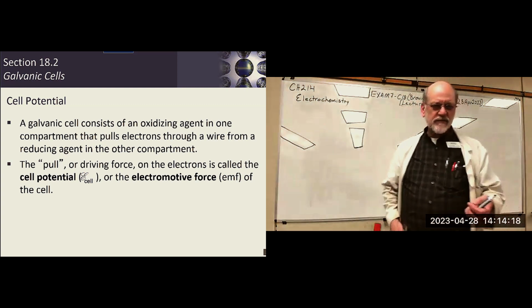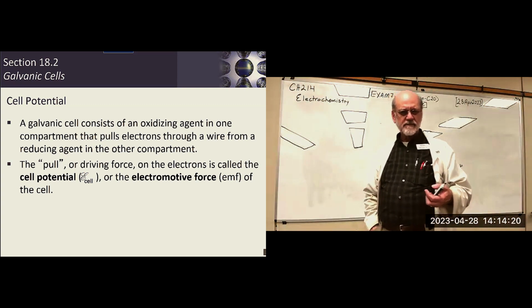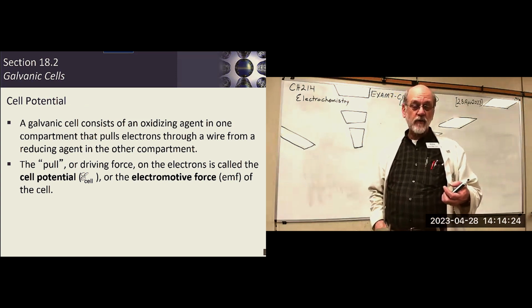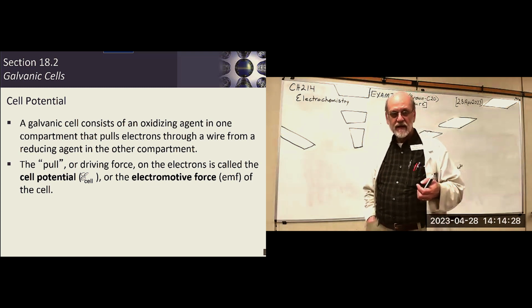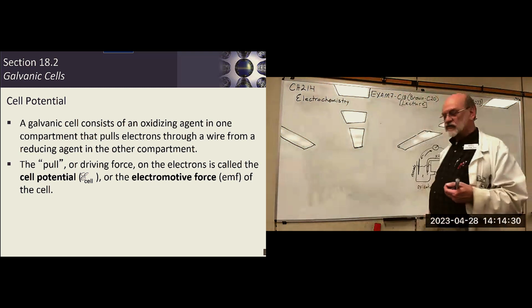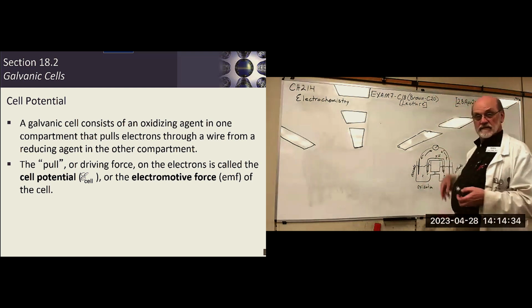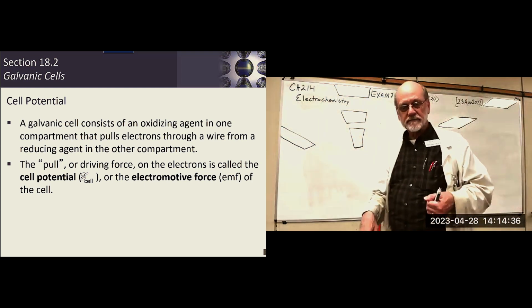Now, sometimes cell potential is referred to as a pull, but I prefer driving force as a push, electromotive force in the cell. How strong is the push for those electrons to go over there? And we can measure it in our external circuit.